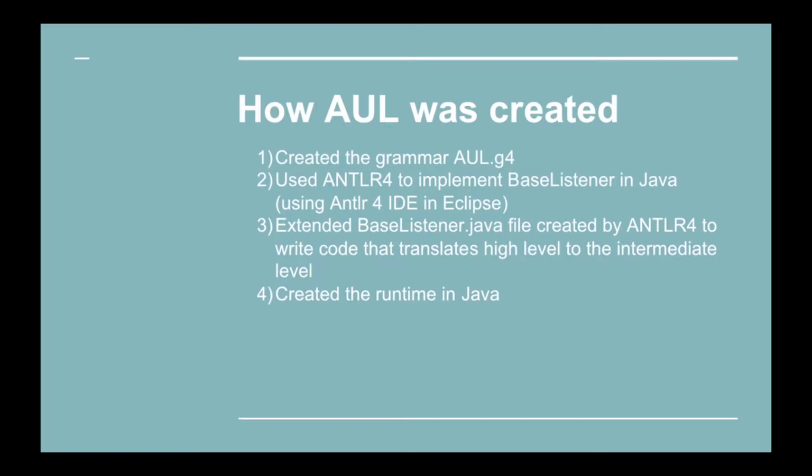First and foremost, we created a simple grammar using EBNF notation. We then used ANTLR 4.4 in the Eclipse IDE to implement a base listener class. This base listener class was generated automatically by ANTLR 4. We simply then extended the base listener class and wrote the translation process within that class in order to translate a high-level program to an intermediate-level version of the program. Immediately thereafter, we created our runtime using Java.